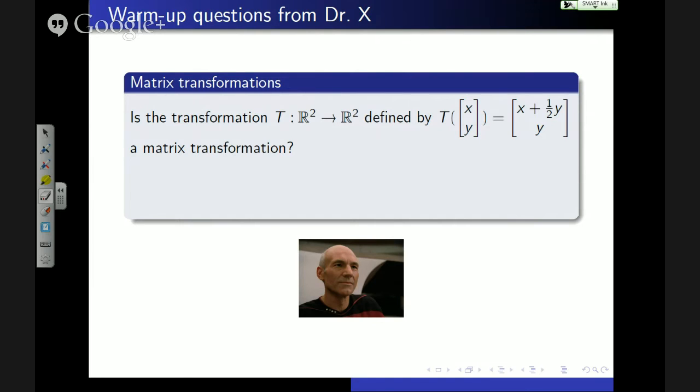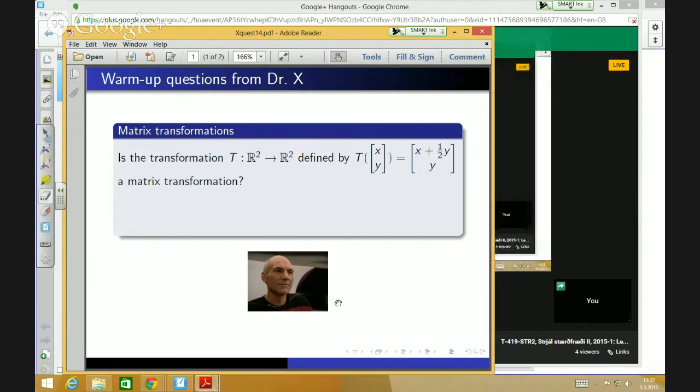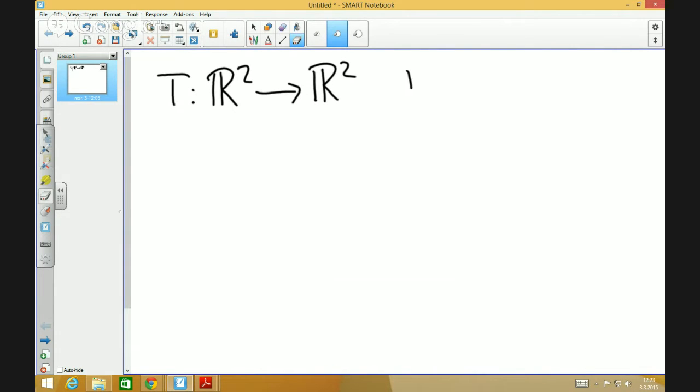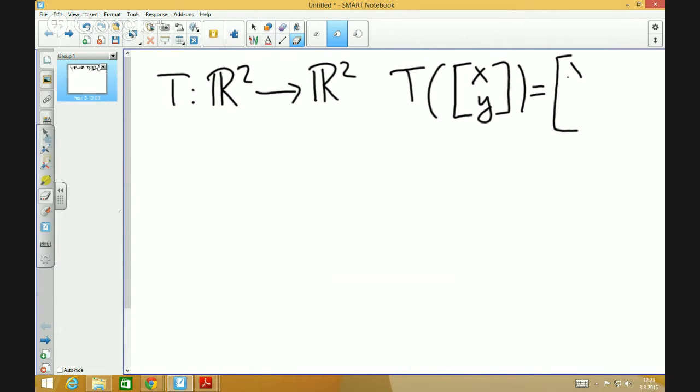While your colleagues here are warming up and thinking about this question, let me put up the scratch pad, and I'm sure that you at home are doing exactly the same thing. You take out your pens and papers, and we write down the transformation that we were looking at on the slide. The transformation said, give me a vector (x, y). I will return the vector (x plus a half of y, y). And my question was, is this a matrix transformation?